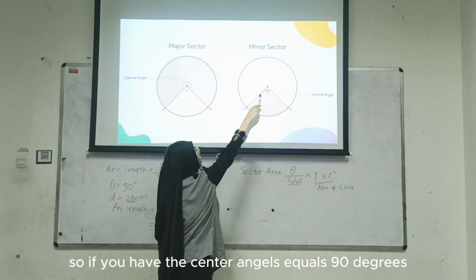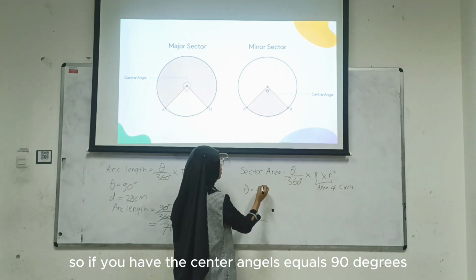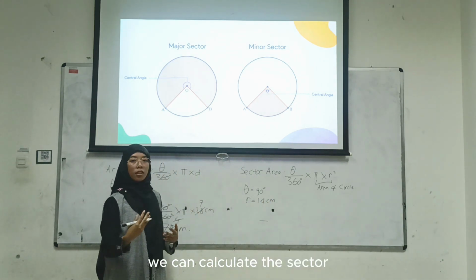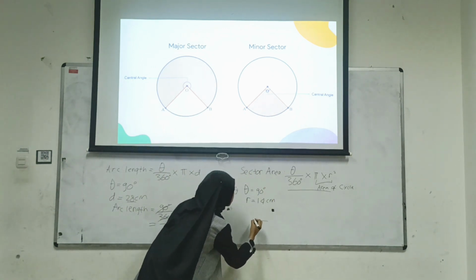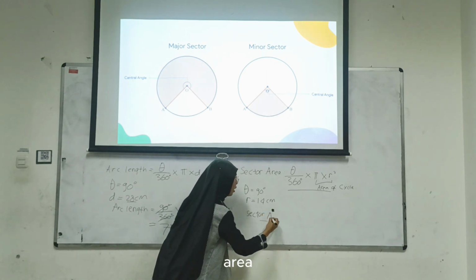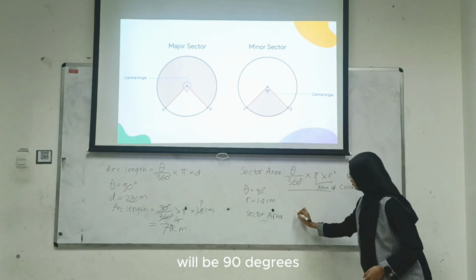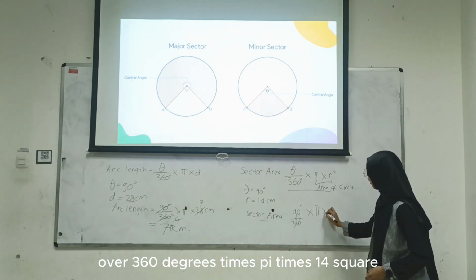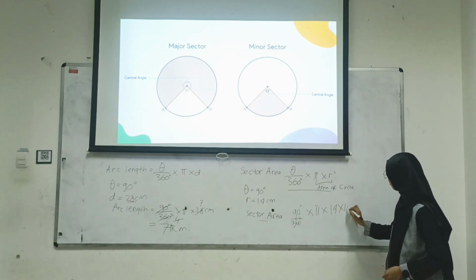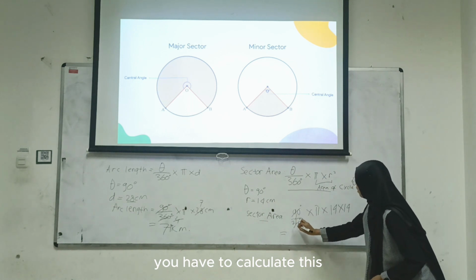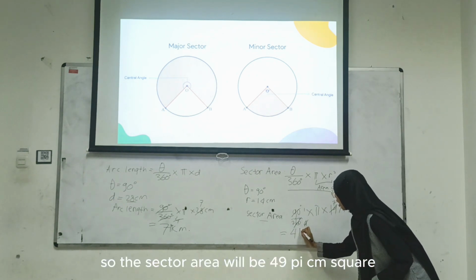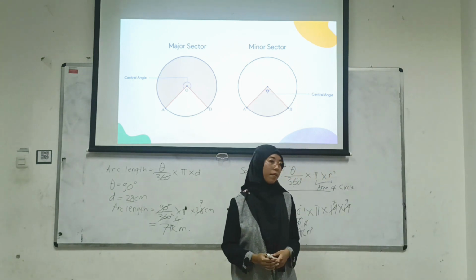So if we have the central angle equals 90 degrees and the radius equals 40 centimeters, we can calculate the sector area by this formula. So the sector area will be 90 degrees over 360 degrees times pi times 40 squared. Okay, 40 times 40. So we calculate this: 1, 4, 8, 7. So the sector area will be 400 pi centimeters squared. Do you understand, student? Yes.